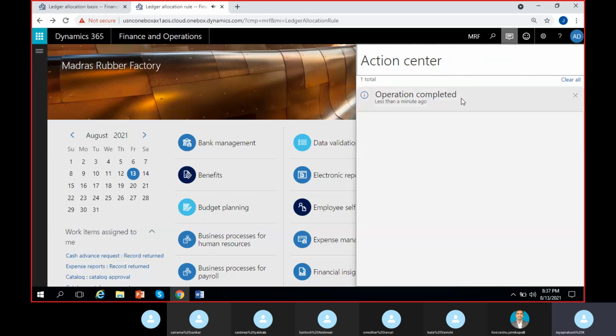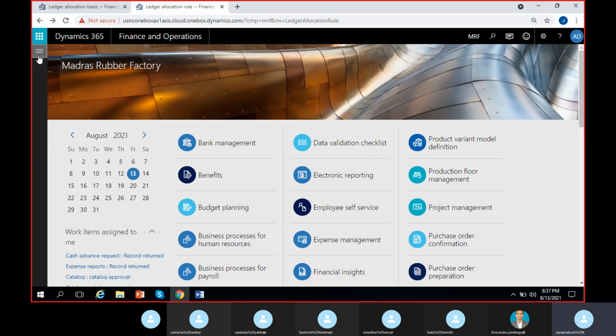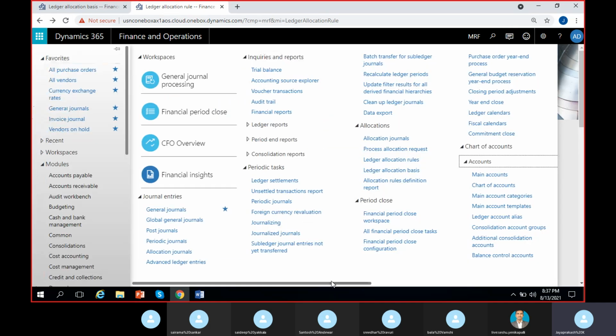I got a message that operation is completed. If there are any issues or errors, or configurations are not done properly, then you will get error messages here rather than operation completed. So if everything is good, you will get operation completed. So go for operations. We have to check that journal that is created.